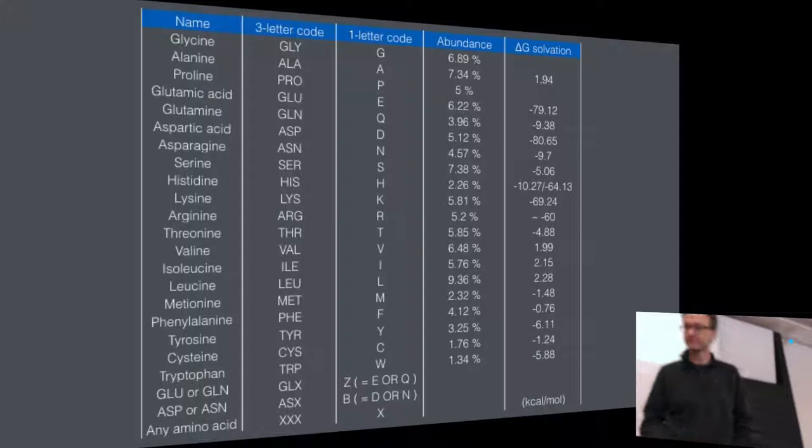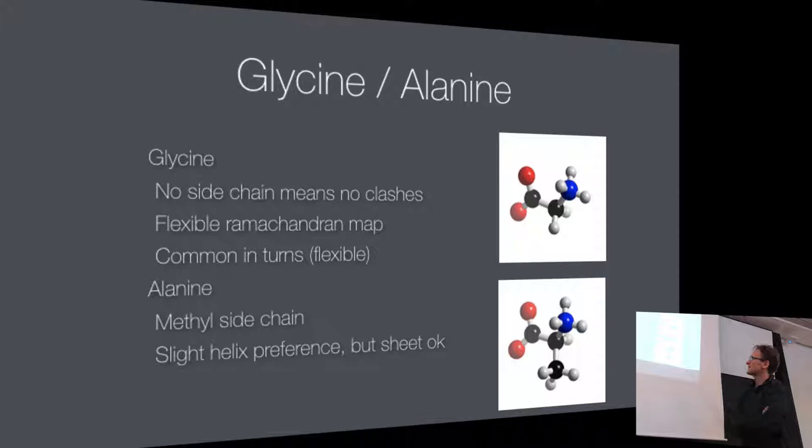I have a couple of slides on the amino acids, but I'm not going to spend that much time on it. So both glycine and alanine, they're fairly boring small residues. Glycine especially in that it's super flexible, so you can see it a lot in turns, but we went through that a little bit on the Ramachandran diagram lecture already, so I'm not going to spend so much time.